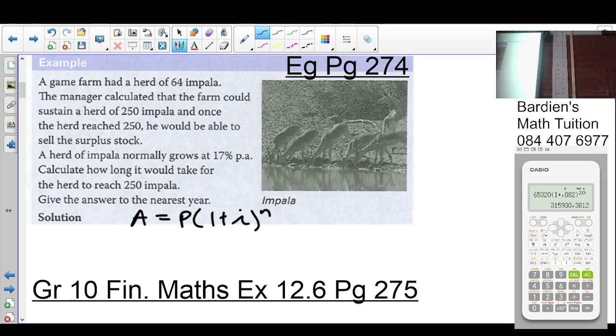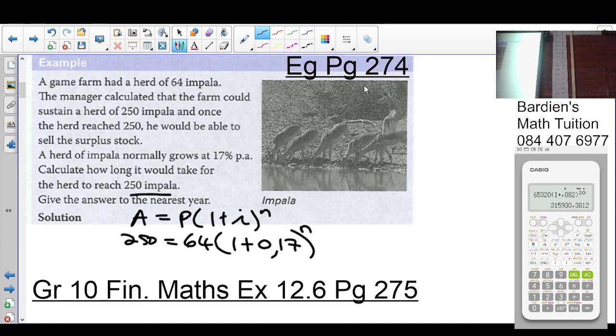People, what's your A value? 250. So it's 250 is equal to P, 64, into 1 plus i, 0.17 to the exponent n.